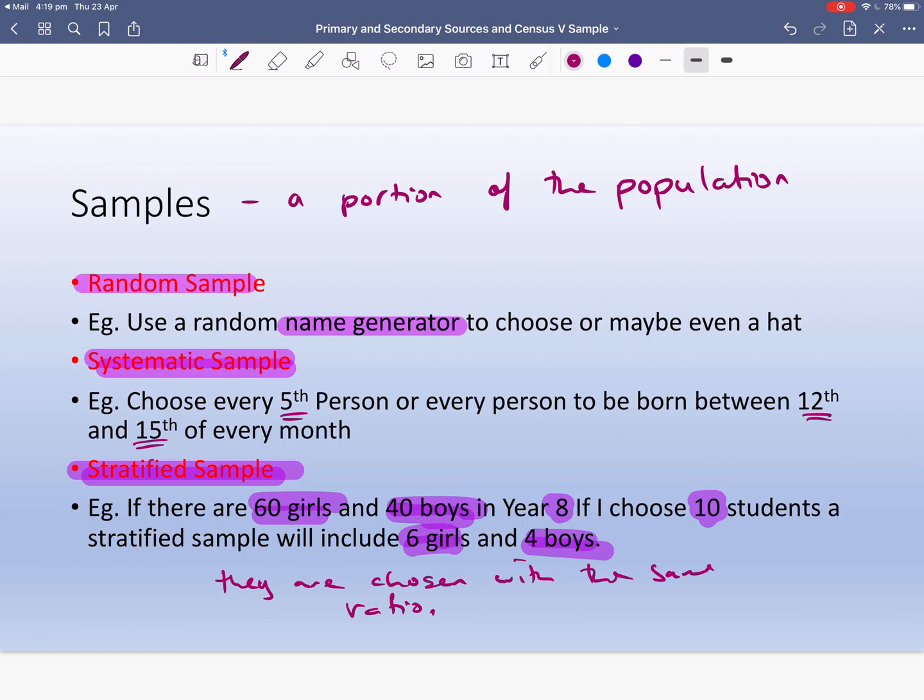And this one's really important because, like, if I wanted to survey everybody in the school about uniform and I only picked girls, I'm not really surveying the whole school. I'm surveying the girls in the school. So a stratified sample is actually really important. Okay, so just think about that.